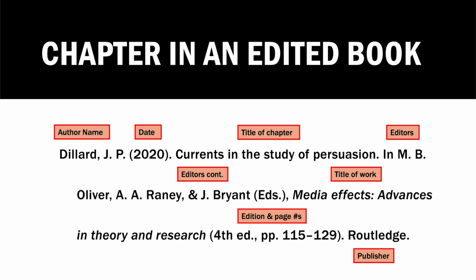The title of the book is featured in italics and in sentence case, meaning only the first letter of the first word, proper nouns, and any words occurring after a colon are capitalized. The edition and page numbers are also featured in a set of parentheses. As you can see, this is the 4th edition, and the chapter is from page 115 to 129. The name of the publisher is the last piece of information, and that is followed by a period to close out the citation.